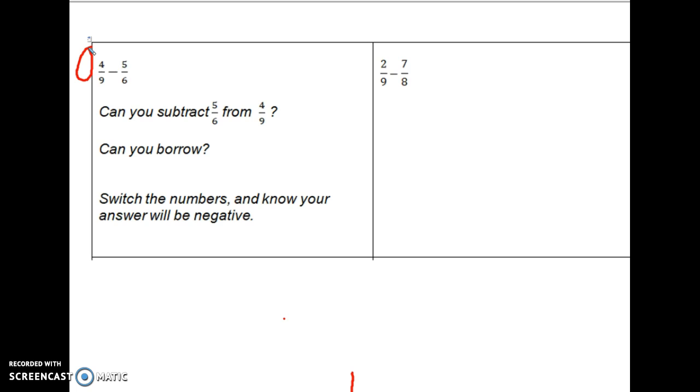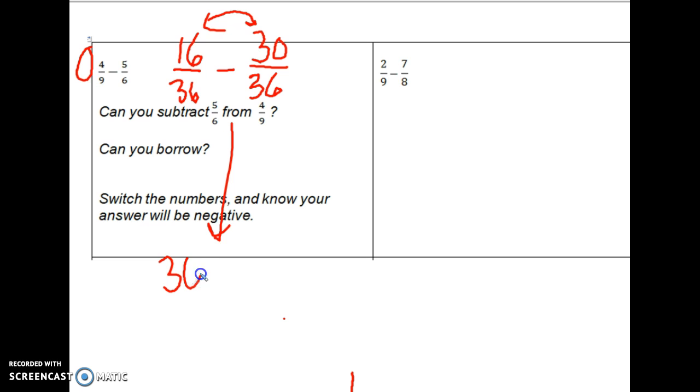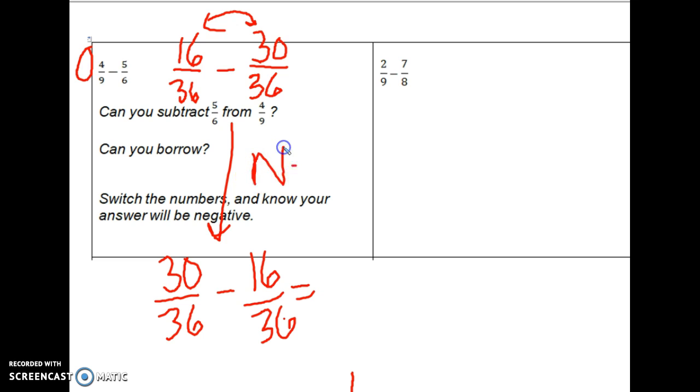Okay? First, let's find a common denominator. Our common denominator here is 36. So 9 times 4 is 36. 4 times 4 is 16. 6 times 6 is 36. So 6 times 5 is 30. Because I can't take 30 from 16, what you're going to do is switch the order around, and instead do 30 over 36 minus 16 over 36. But because you did the switch, now your answer is negative.